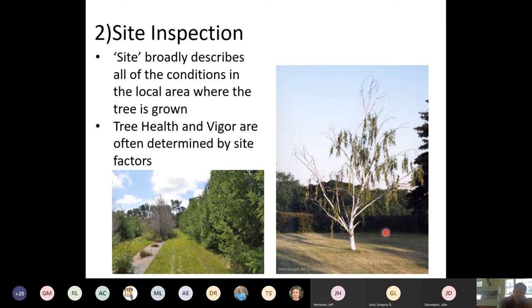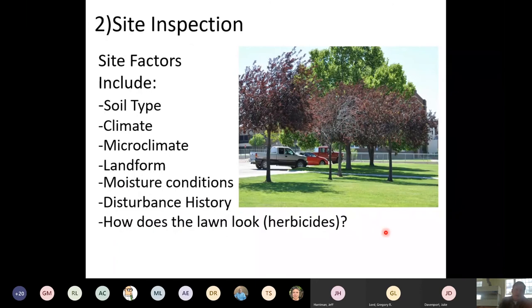So other site factors that you can take into account are soil type. I'd say pH is a really important factor there. Climate, microclimate: a tree grown in one area can be very differently affected by something compared to a tree that's grown 10 feet away. And that's mostly, you know, maybe a winter hardiness.